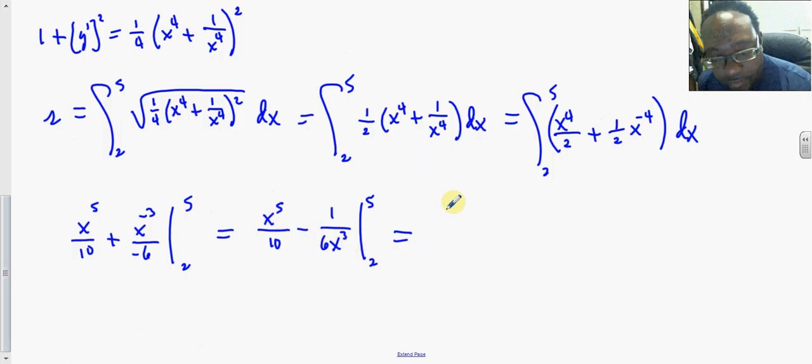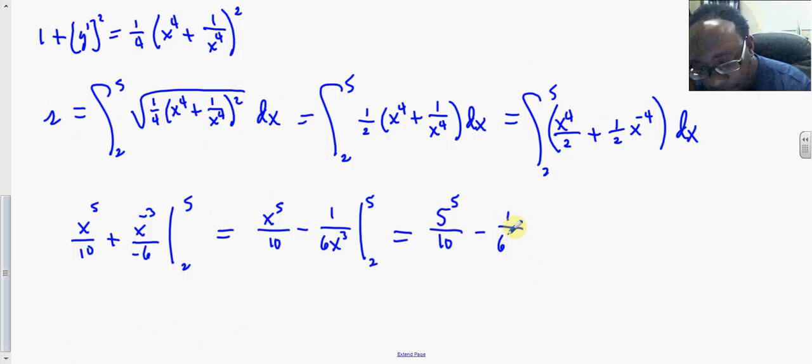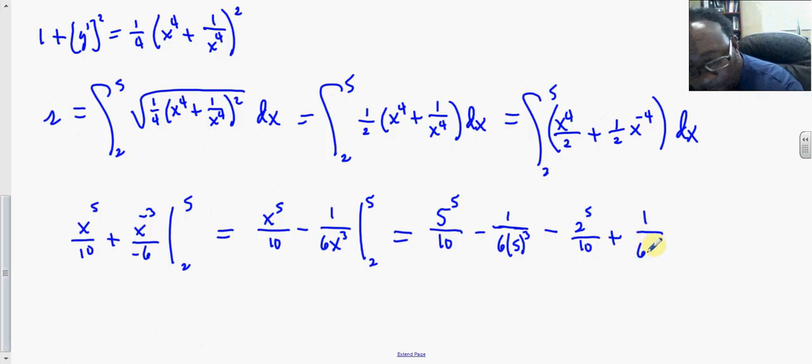so we plug in x equal to 5. So this is 5 to the 5th over 10 minus 1 over 6 times 5 to the 3rd. And then minus 2 to the 5th over 10 plus 1 over 6 times 2 to the 3rd. And on the calculator, let's see, where did I get that guy?